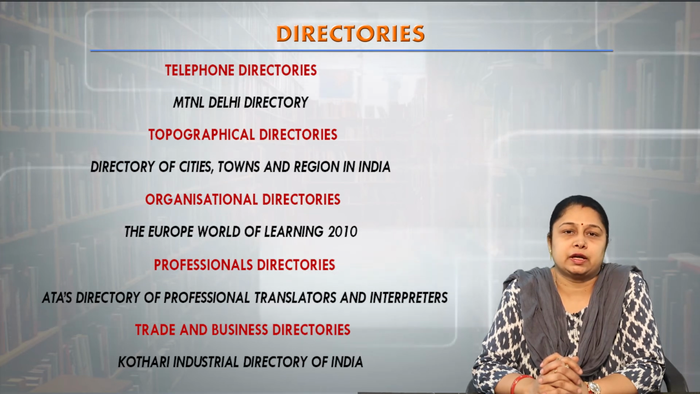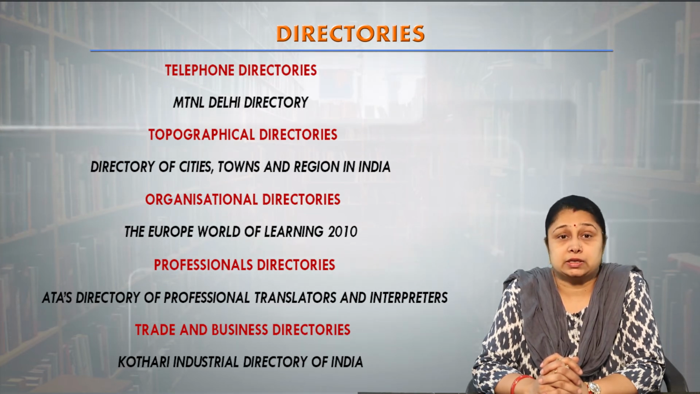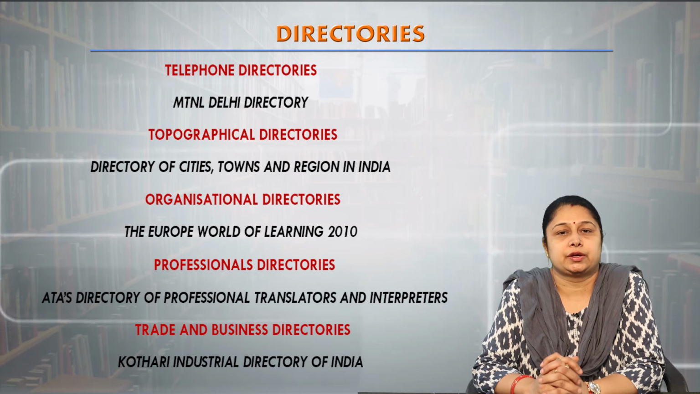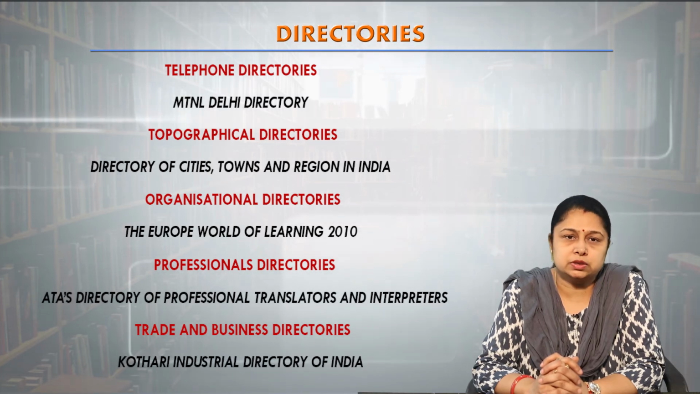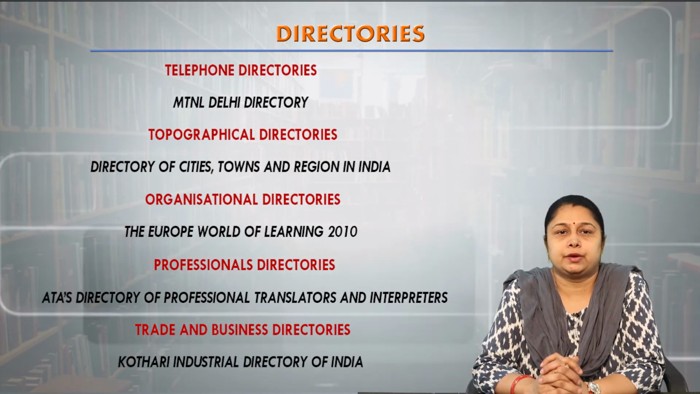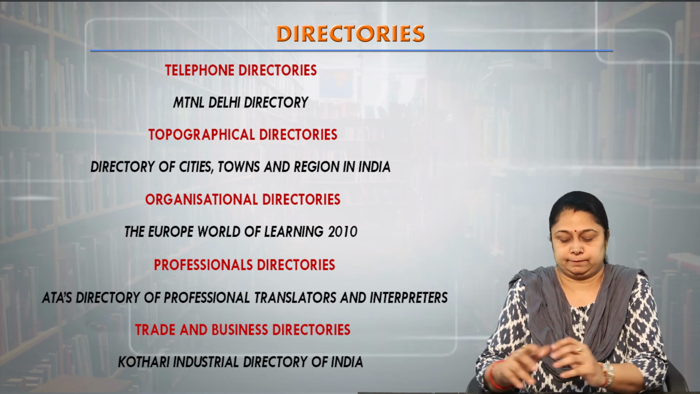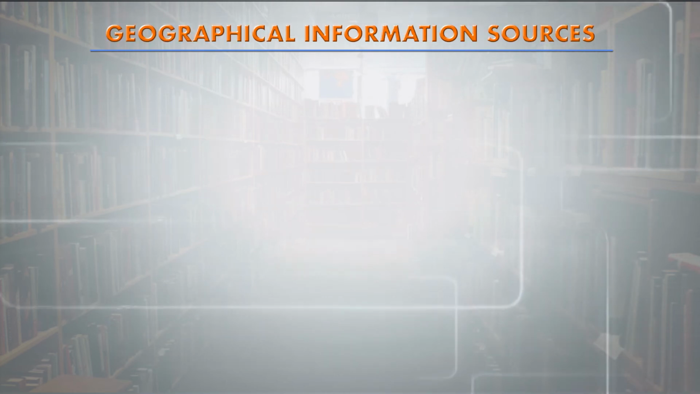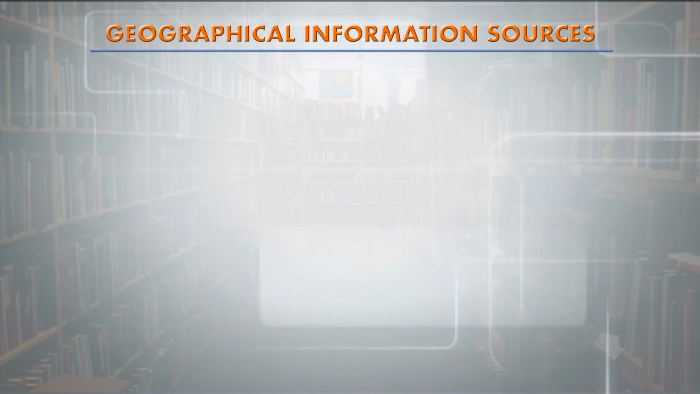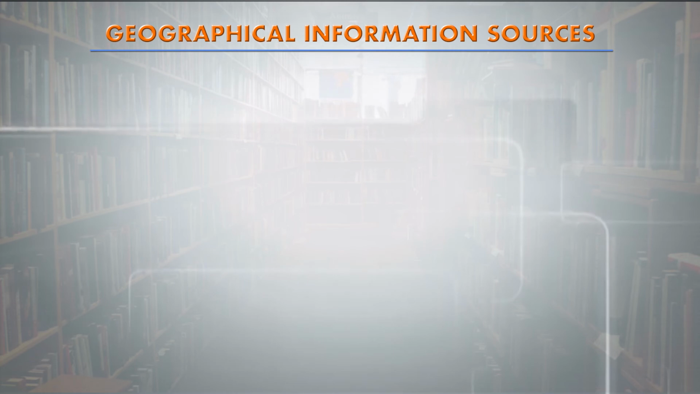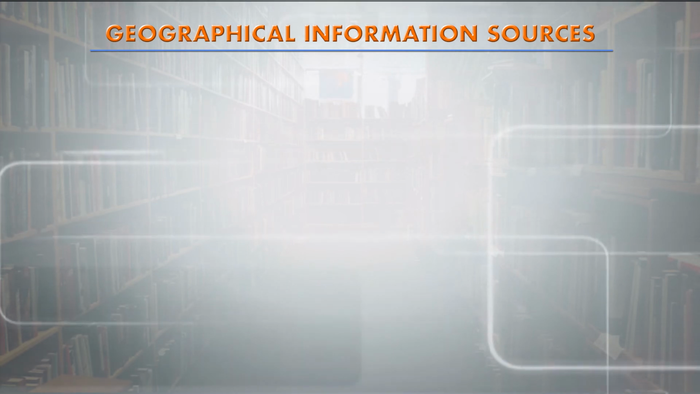Then come the trade and business directories. For example, Kothari Industrial Directory of India. This is a famous trade and business directory published from India. Then come our geographical sources of information. As the name suggests, they are related with some geographical information.